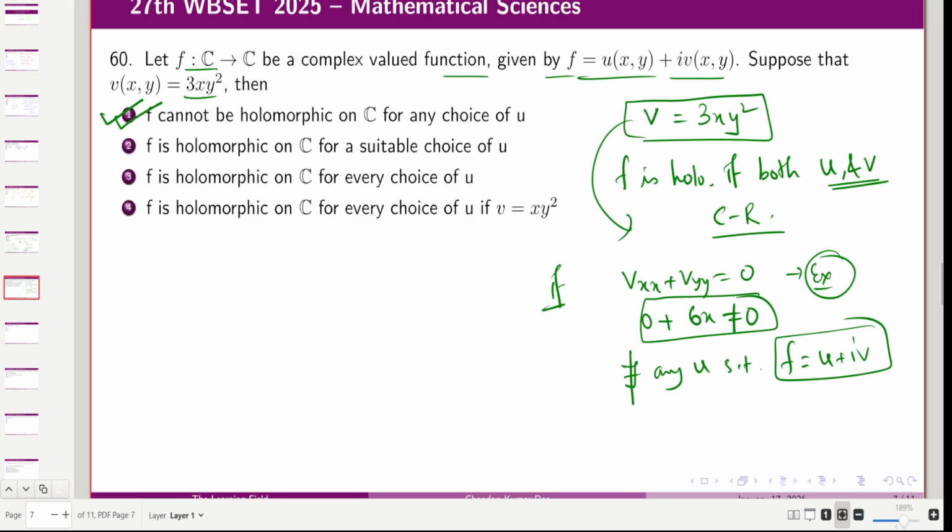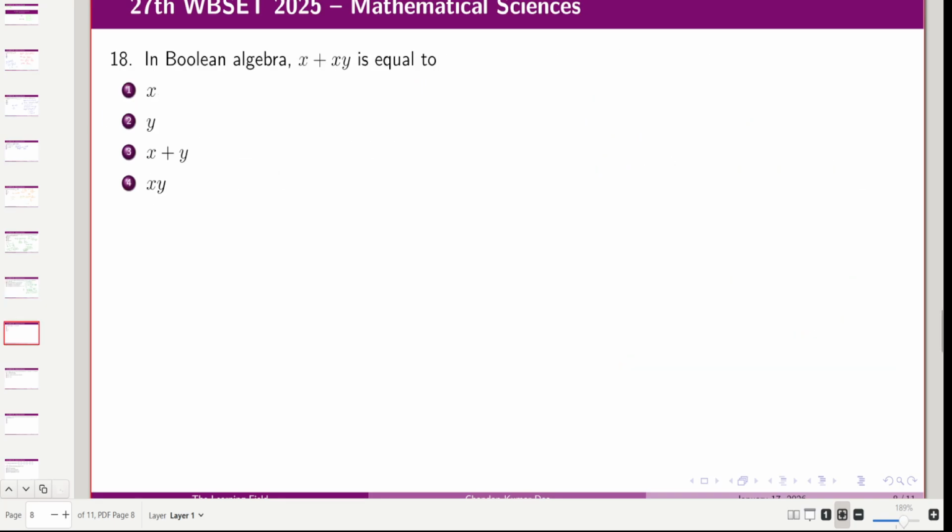Fine. This is a very classic question that is asked many times in the CSIR NET exam. Next question. This question is from the Boolean algebra portion. It says x plus xy. So in Boolean algebra, actually, there are three laws or basic results, or axioms, that you have to know. First one is absorption. What is absorption? x plus xy is equal to x. This is the absorption.